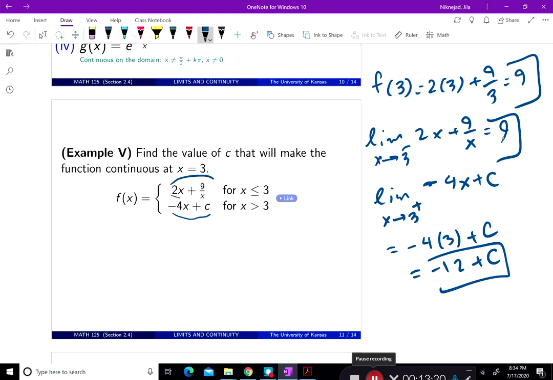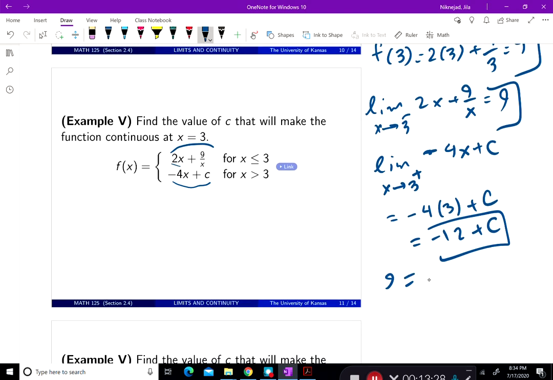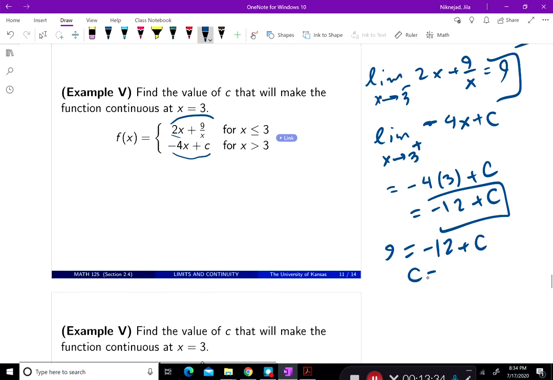In this case, these two are equal, so I don't have to worry about that. And so I just have to set 9 equal to negative 12 plus c, and solve to get c equal to 21. So c equal to 21. When we watched it on the app, the two pieces are connected together if c is equal to 21.